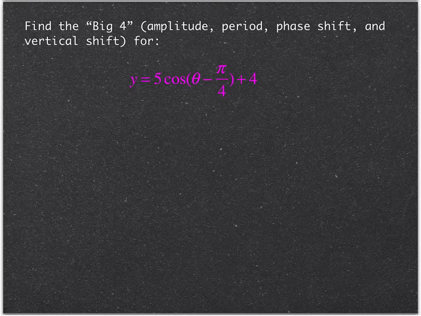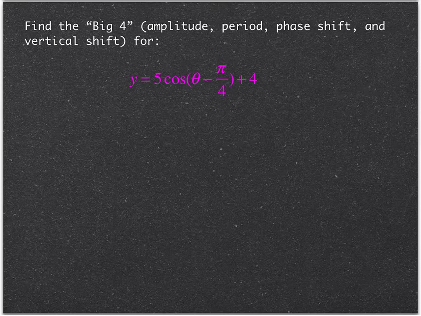Alright, here's where we put everything together. Call it the big four, which is the amplitude, the period, the phase shift, and the vertical shift. So we have all kinds of features here. We're going to see if we can pick those out in this particular case. And it's good to be able to write it in that form that we had at the start of this lesson.